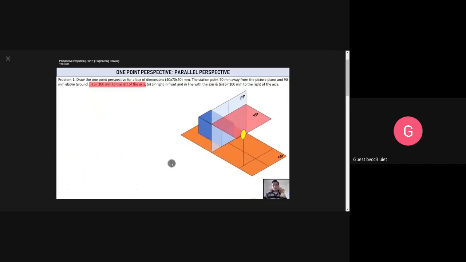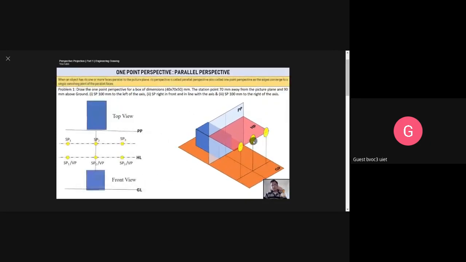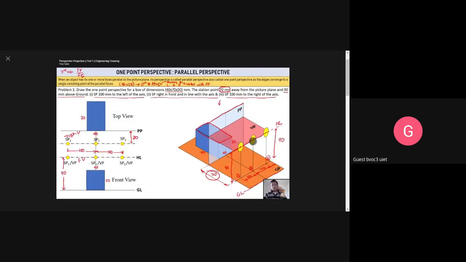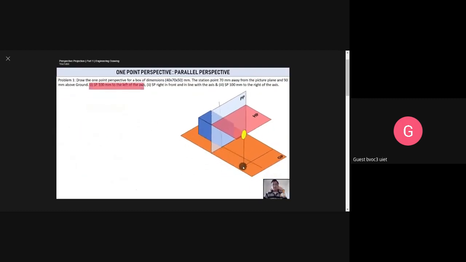Here we go. First case. Let me show that once again. This is the observer or the station point, 100 mm towards the left. Now this distance is 100 millimeters. Okay. So let's kick off by the ground line. Let's make the object. This is going to be 40, that's 50. This is going to be the perfect drawing.